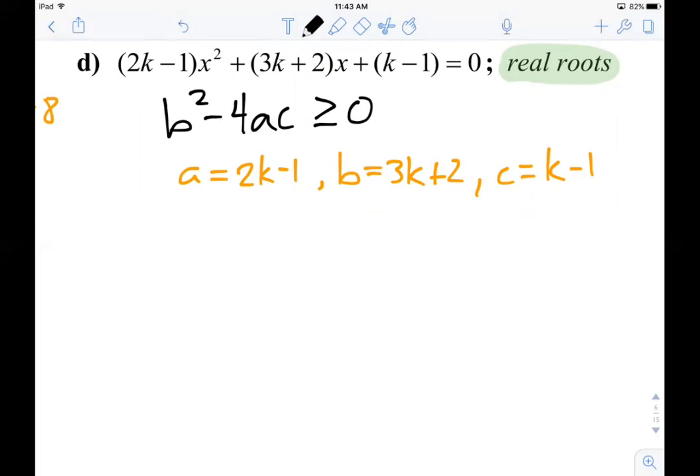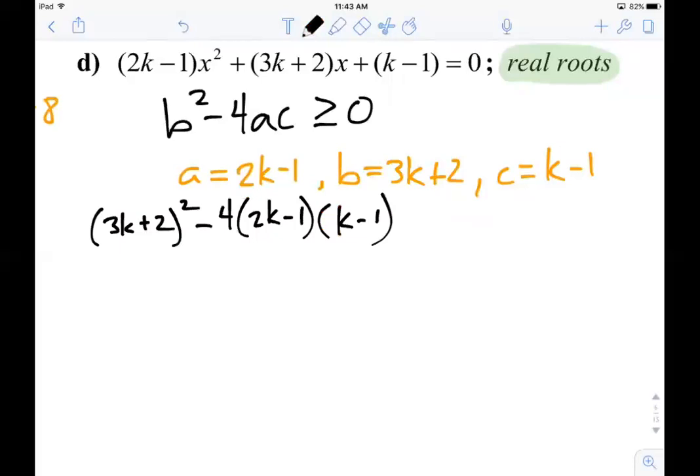So now we need to do b squared first. So that's 3k plus 2, and we square that whole bracket, minus 4 times a, which is 2k minus 1, and then times c, which is another k minus 1. That whole thing has to be greater than or equal to 0.